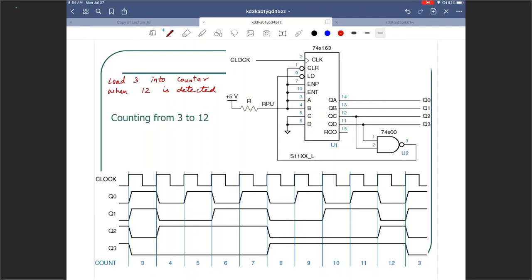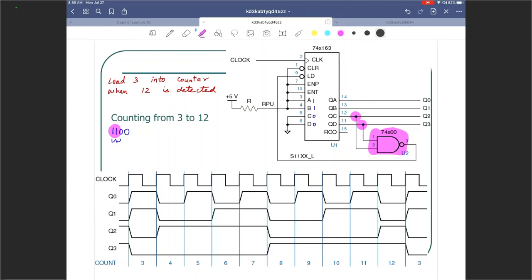So I have to set it up such that A, B, C, D are indicating 3. And as you can see, A and B are 1, 1, C and D are 0, 0. So it is ready to load 3. I'm detecting 12, and 12 is the first time where you get 1, 1, 0, 0, right? That's 12. These two are 1, so they go into a NAND gate. As soon as QC and QD become 1, 1, I'm ready to load. The output of that is connected to the load input.